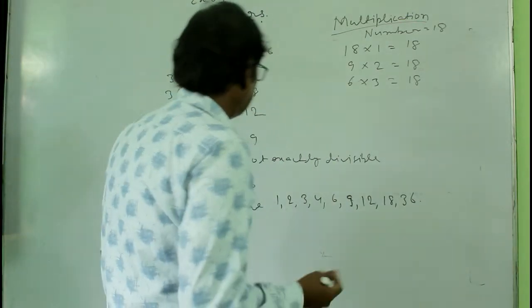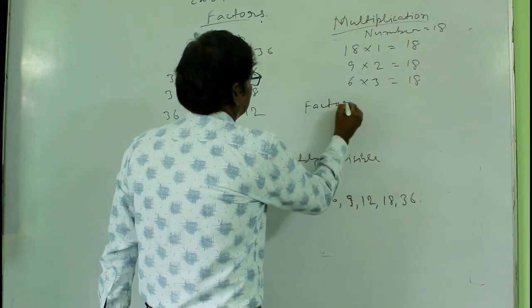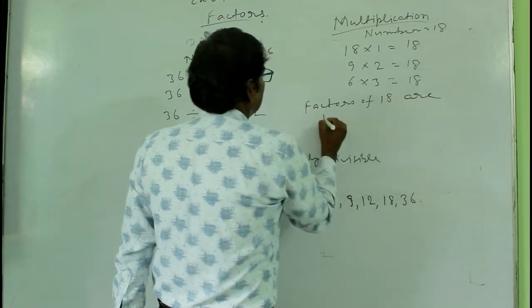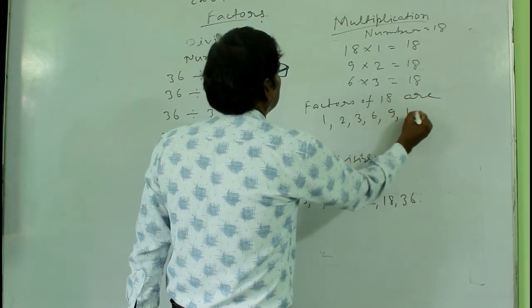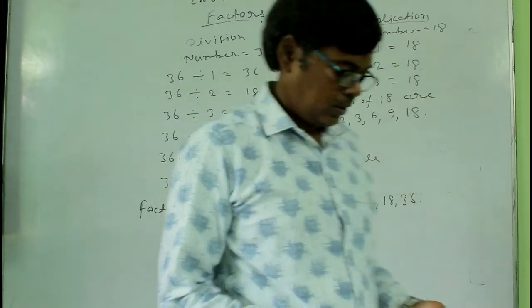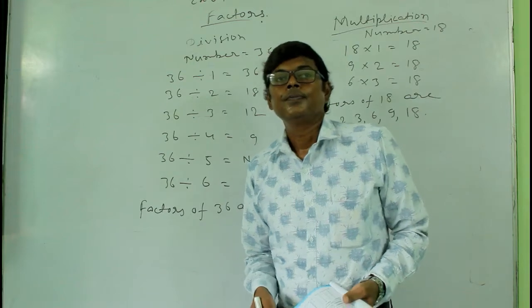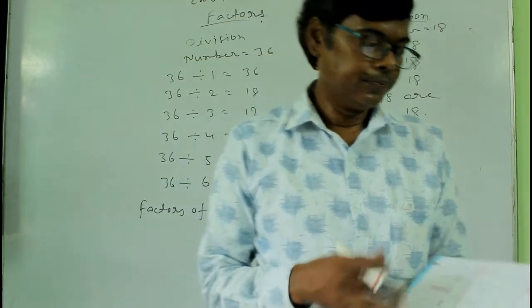So we will write the factors of 18 are 1, 2, 3, 6, 9 and 18. These are the factors of 18. In this way we can find the factors by using the division method and the multiplication method.